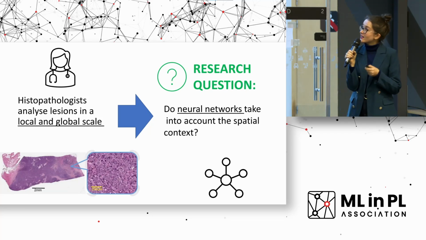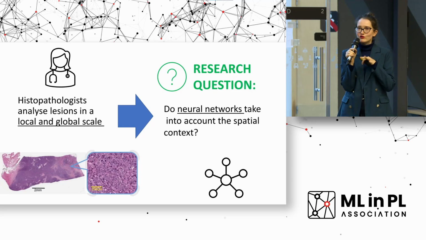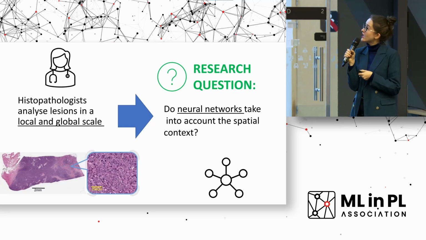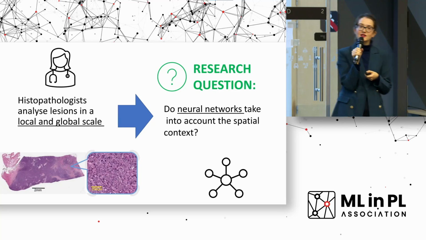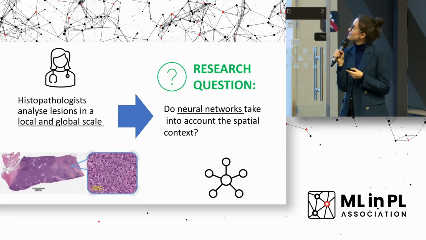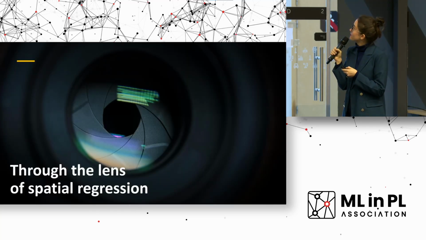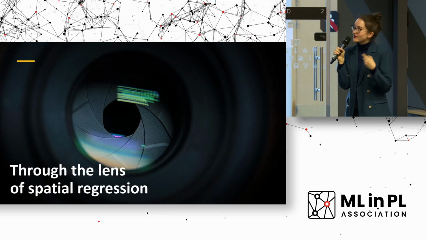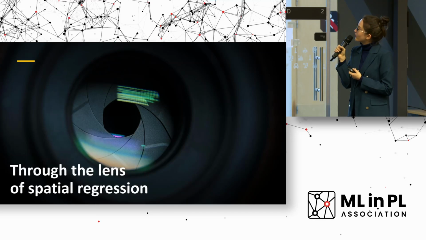It means that they pay attention to the whole structure of the tissue, so this is the global one, and also to the individual cells. And our question was, do neural networks take into account the spatial context? And maybe now you already see the connection between the title of the talk and what I'm going to cover in the next minutes. Okay, so the idea is that we're going to investigate the CLAM model through the lens of spatial regression.